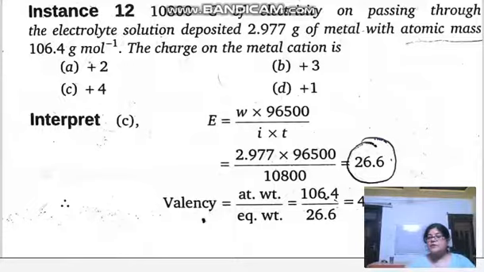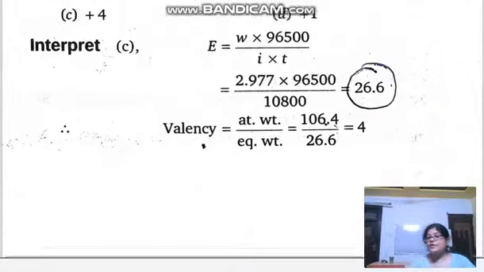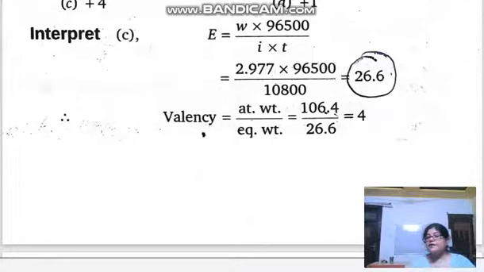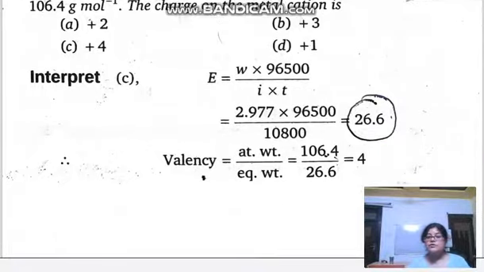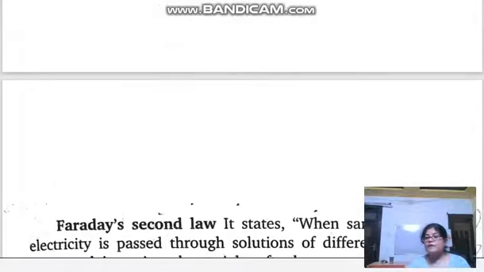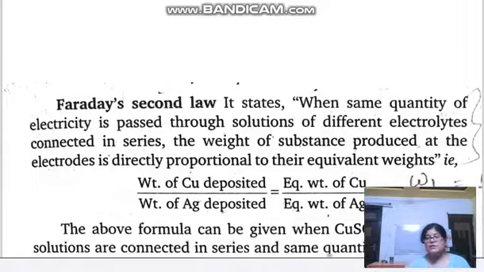So from here, listen, this is the equivalent weight. And the charge on the metal cation, we can easily find, the valency. Now the atomic mass is given as 106.4. We have to divide by the equivalent weight, and when we divide, we get the valency. So this formula is also very important. How will we find the valency? When we multiply the equivalent weight with the valency, we get the atomic weight. Okay, so both these formulas are very helpful in understanding Faraday's law numericals.